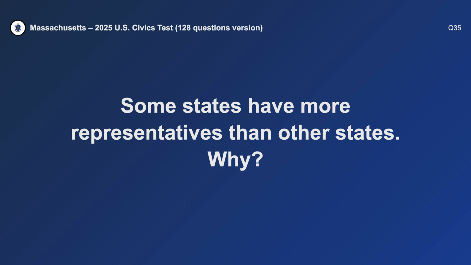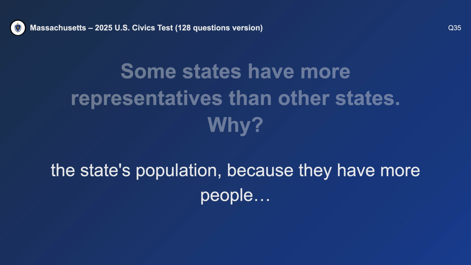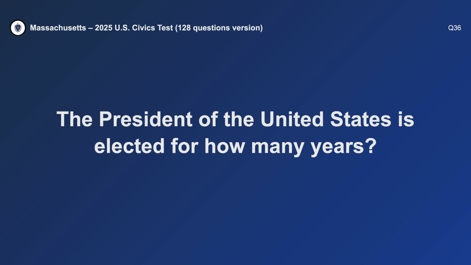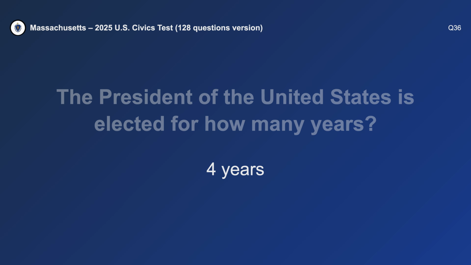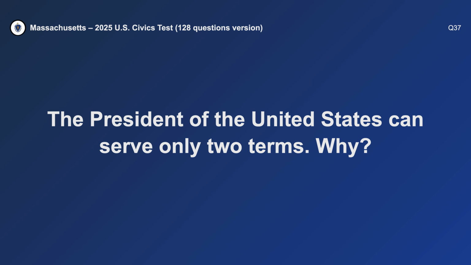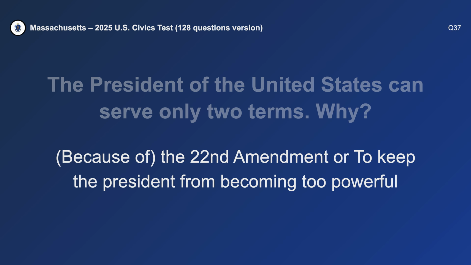Some states have more representatives than other states. Why? They have more people. The President of the United States is elected for how many years? 4 years. The President of the United States can serve only 2 terms. Why? To keep the President from becoming too powerful.